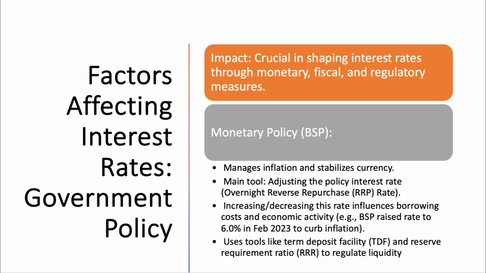One of BSP's main tools is the policy interest rate, known as the Overnight Reverse Repurchase (RRP) rate. When BSP raises the RRP rate, borrowing becomes more expensive, which can help reduce inflation by discouraging excessive spending and lending. For instance, in February 2023, BSP raised the rate to 6% to address high inflation. On the other hand, lowering the RRP rate reduces borrowing costs, encouraging investment and consumption.